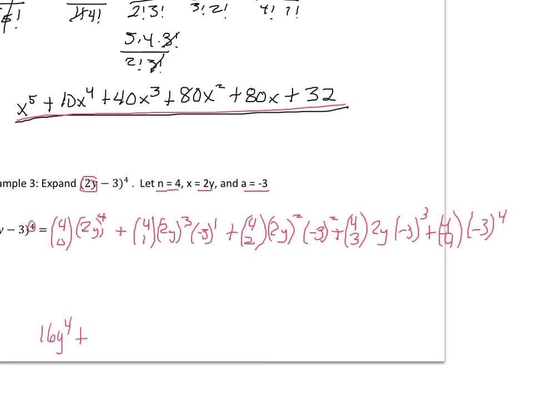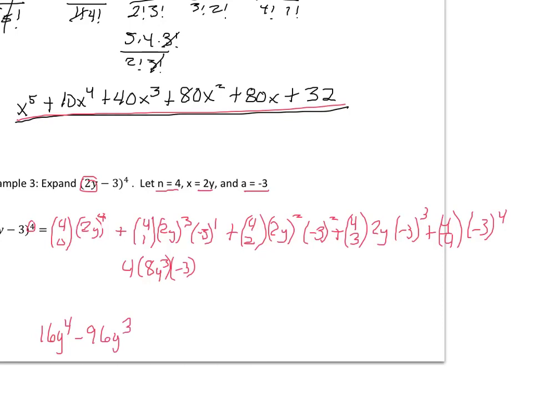Plus, all right, 4 choose 1, what's that going to be? 4, good. Now 2y cubed, what's 2 cubed? 8, so we have 8y cubed and negative 3. So 4 times negative 3 is negative 12. Negative 12 times 8? Negative 96. So I get negative 96y to the third.